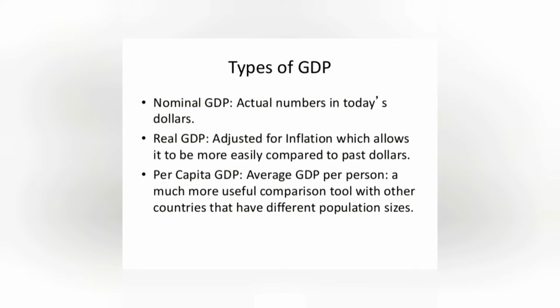Next, real GDP, adjusted for inflation, which allows us to more easily compare dollars. Per capita, average GDP per person.